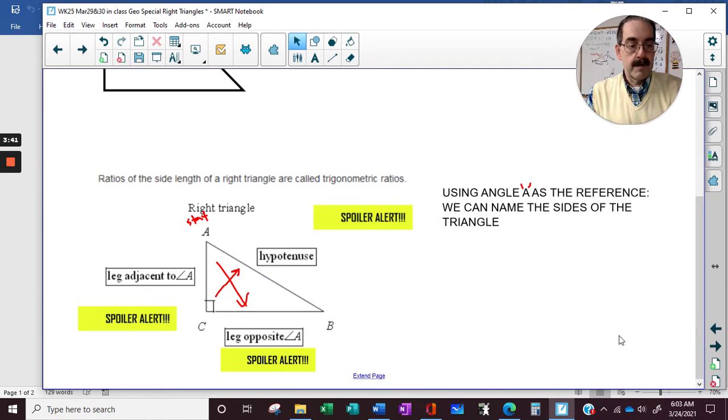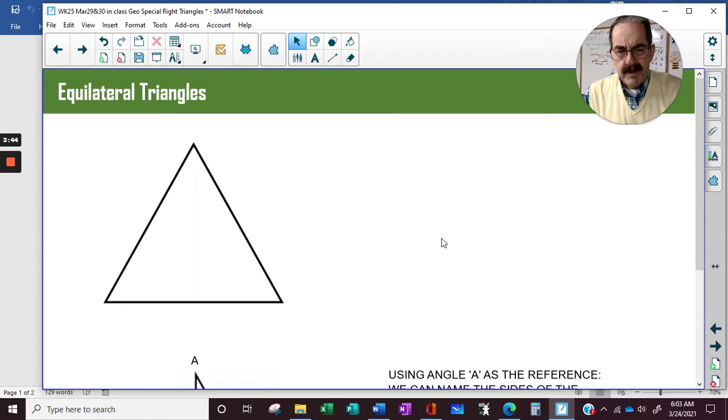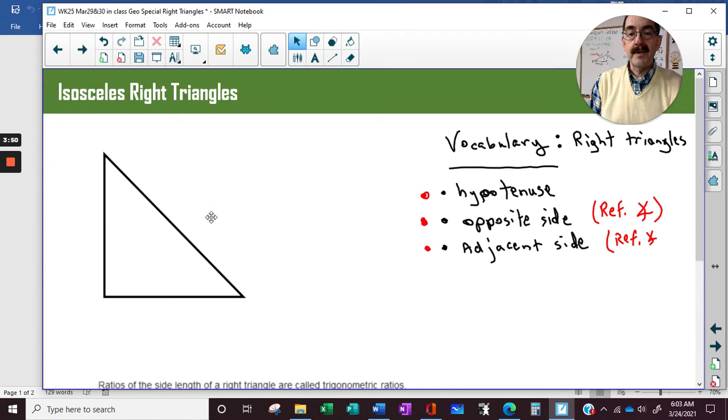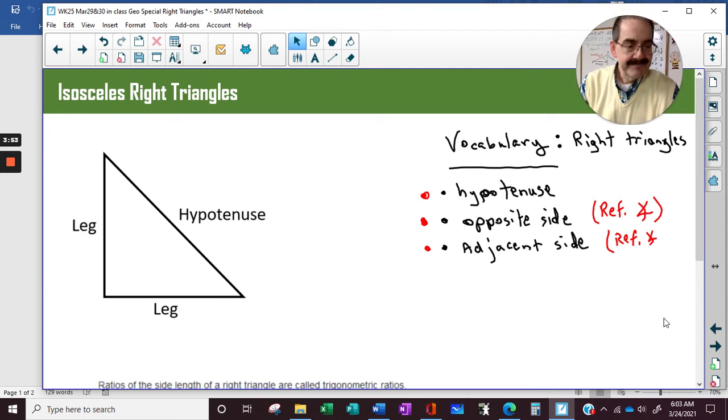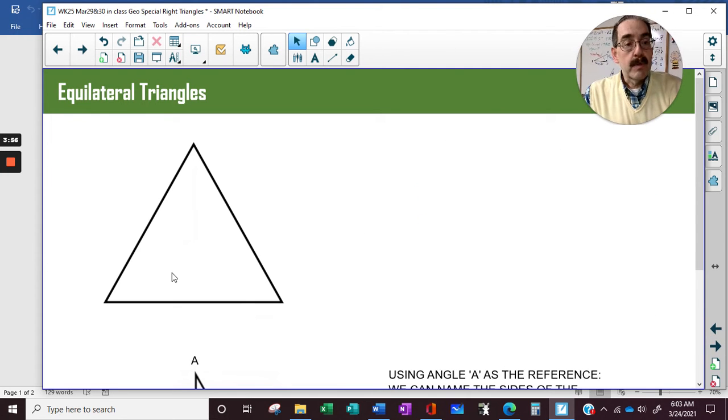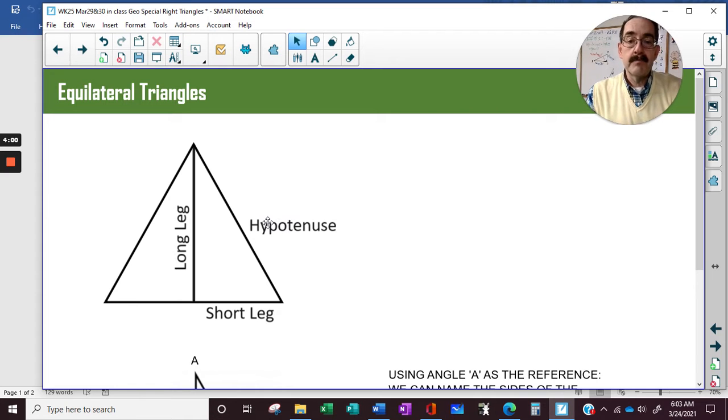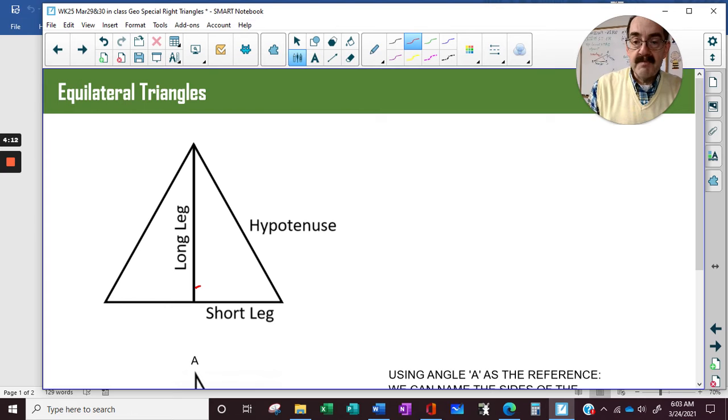Now, let's think about this equilateral triangle. Oops, I forgot one part, didn't I? I was supposed to click here. Now, equilateral triangle. We saw a couple weeks ago, Mr. Miller busted it in half. When we bust it in half, we create a short leg, a long leg, and the hypotenuse. The reason it's a hypotenuse is because when we draw this line, this altitude, it creates a 90 degree angle. Crossing the 90 is the hypotenuse.